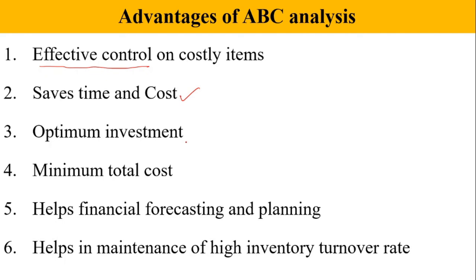It saves time and cost. This also comes under management by exception. When we are following the management by exception principle, ABC analysis also follows it. Due to the ABC analysis, we can save our time and cost by exercising economic systems of control over low value items, that is C category items. We are not going to spend much time and cost on C category inventory items. It saves our time and cost.